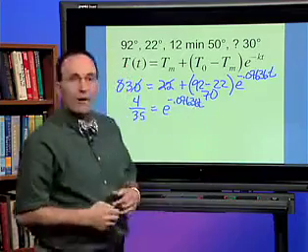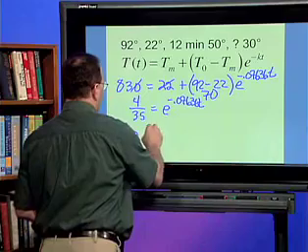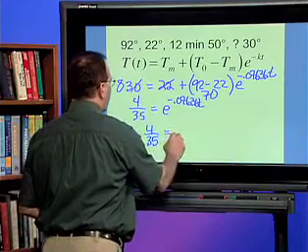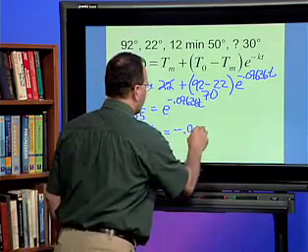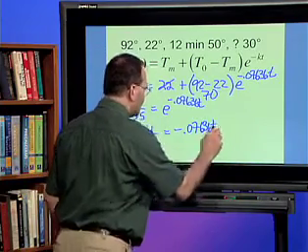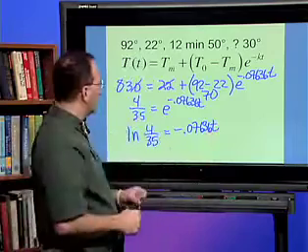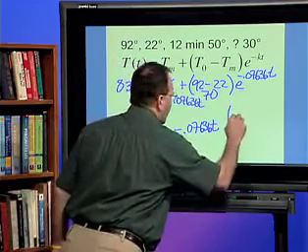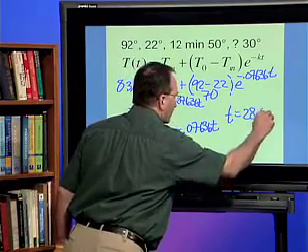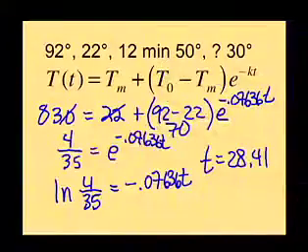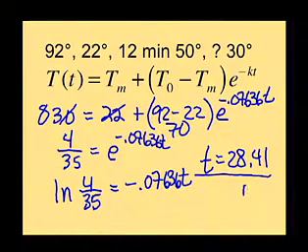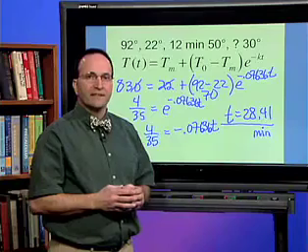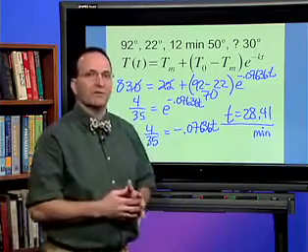t. Now, I take the natural log of both sides, and I get log 4/35 equals negative 0.07636t, and then divide both sides by the negative 0.07636, and we come up with t equals 28.41 minutes. So 28 and 41/100 minutes is how long it would take the cup of coffee to cool down to 30 degrees. I hope that's the answer you got when you worked the problem out for yourself.